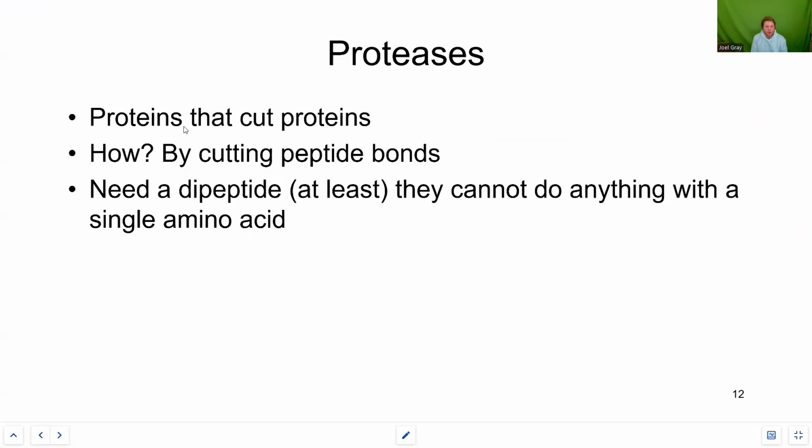What do proteases do? Well, they work by cutting peptide bonds. They need a dipeptide at the very least, and they can't do anything with a single amino acid. So they're looking for a peptide bond.